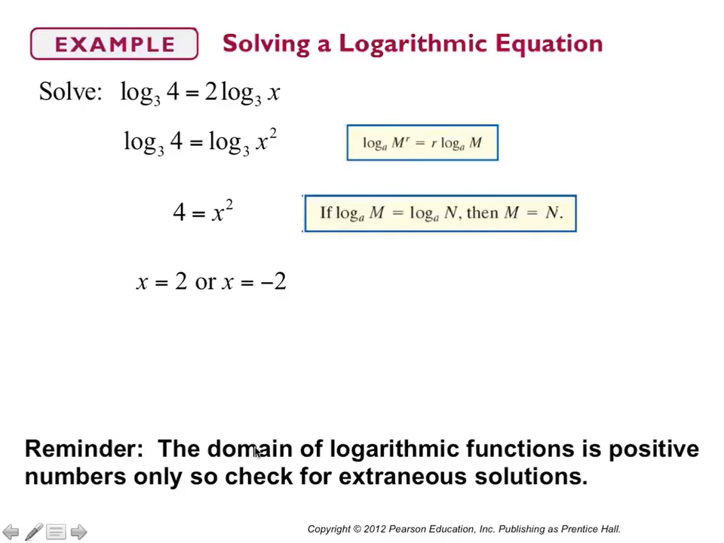Now a reminder down here, the domain of logarithmic functions is positive numbers only, so we have to check for extraneous solutions. So negative 2 is not going to work because when we plug it into the original, we're going to get log base 3 of negative 2. We cannot have log of a negative number, so this one is not going to be okay. So we're just left with x equals 2 for our solution.